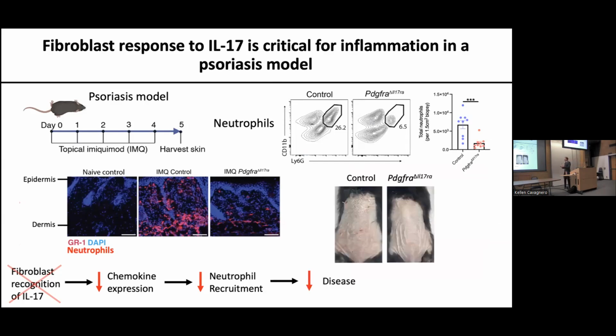Additionally, our mice just looked a lot better. Their disease was almost gone. The skin was less thick, less inflamed, and less scaly than their control mice. So fibroblasts and their recognition of IL-17 is not only important in infectious disease, but is also important in non-infectious contexts, like in this psoriasis model.